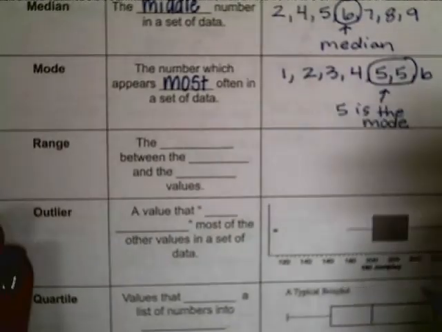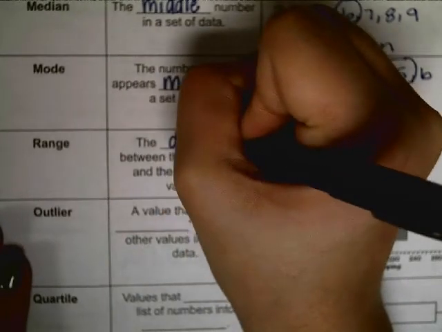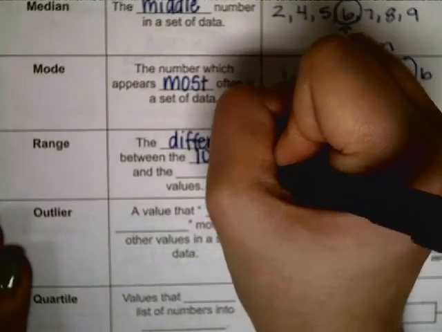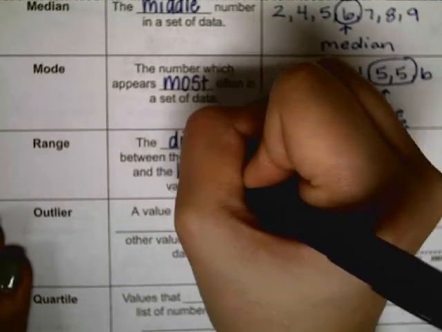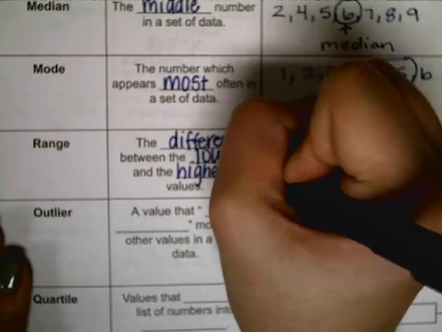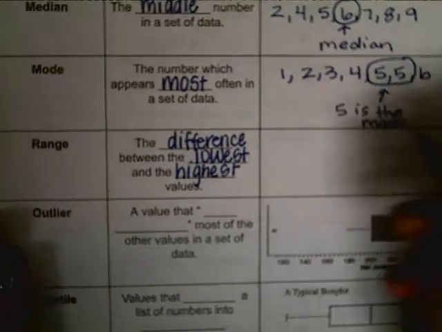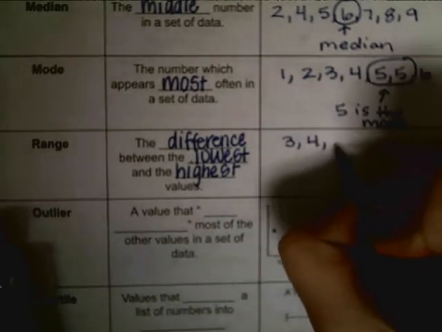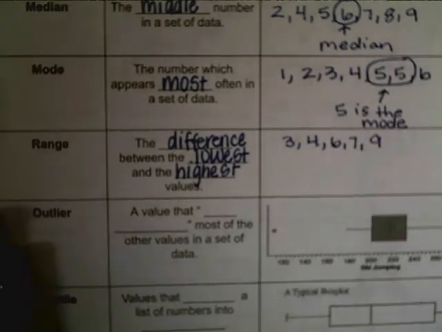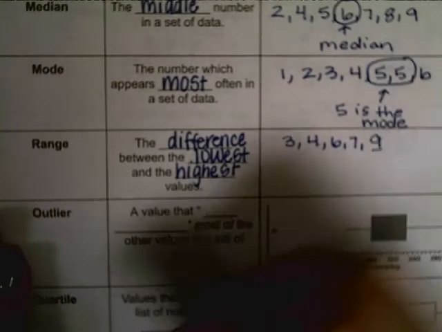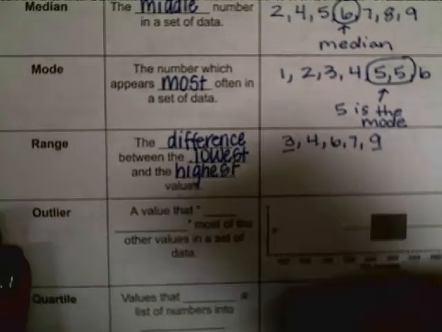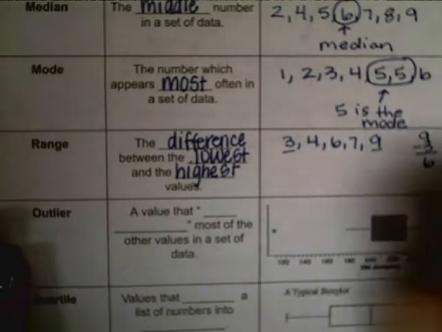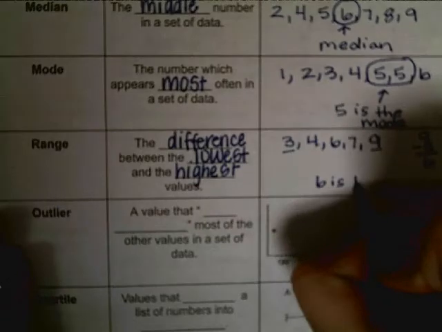Range. The difference between the lowest and the highest values in a data set. So if you used the example and you had the data set 3, 4, 6, 7, and 9. My highest number is 9 and my lowest number is 3. I find the difference of those two. 9 minus 3 is 6. 6 is the range.